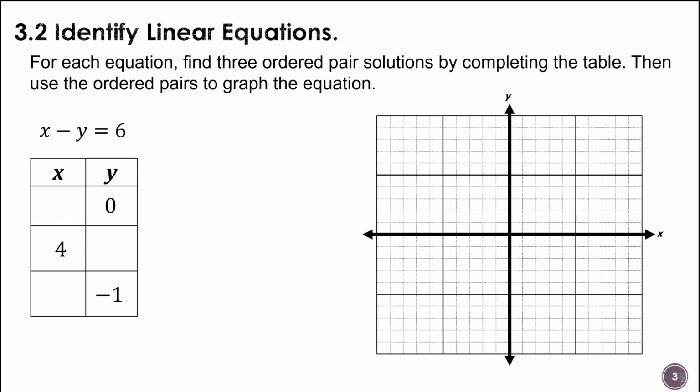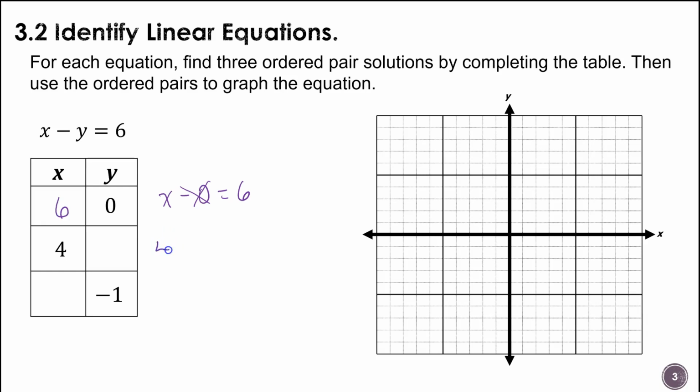Okay, so we're going to graph this one. It says for each equation, find 3 ordered pair solutions by completing the table, then use the ordered pairs to graph the equation. So we're just going to substitute in. Notice on the first one, we're going to substitute 0 in for y. And then you can see that this is just gone because we put a 0 in, so x equals 6.